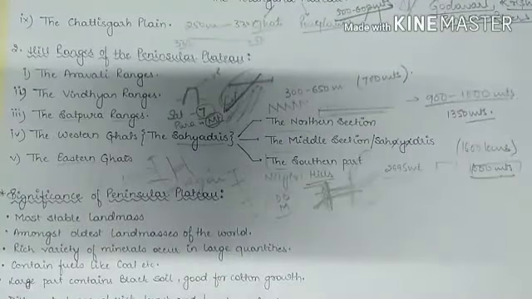Now we will look into the significance of the Peninsular Plateau. The Peninsular Plateau of India is the oldest and most stable landform of the Indian subcontinent. Okay, so they are very stable, unlike the Himalayan ranges, where, because of tectonic activity, we can see various earthquakes occurring. Okay, so those are earthquake prone.